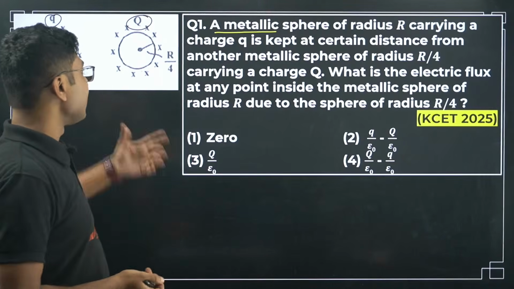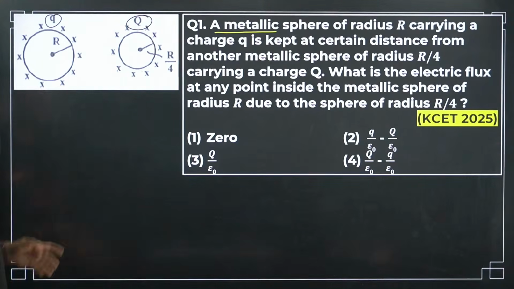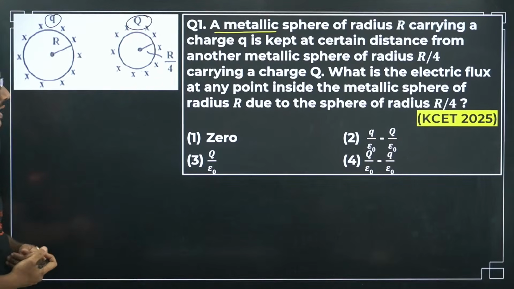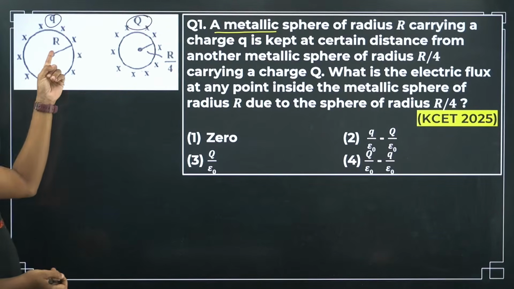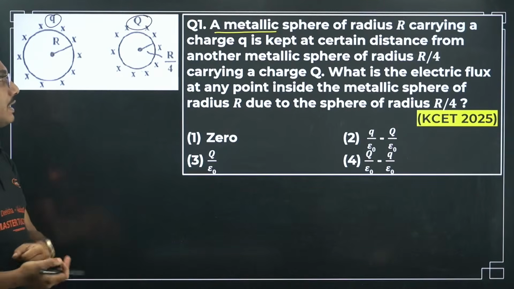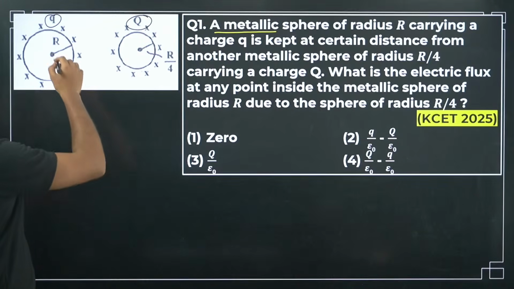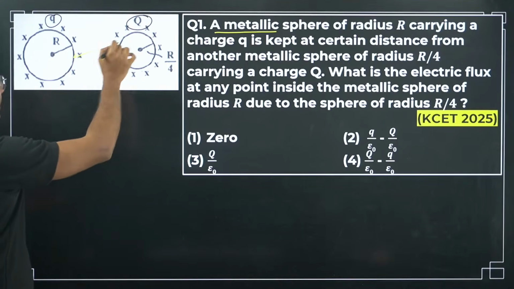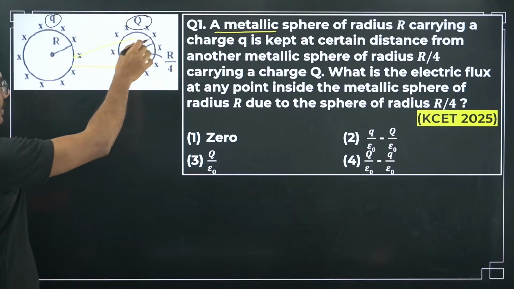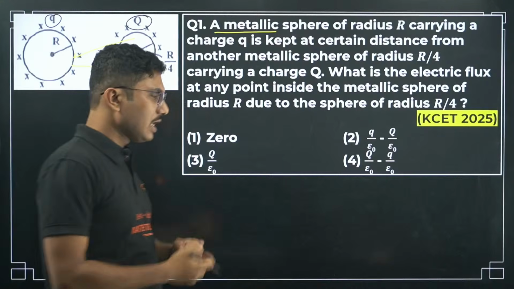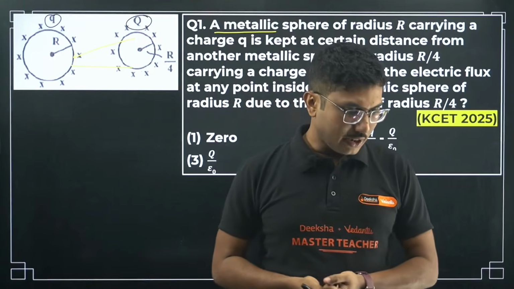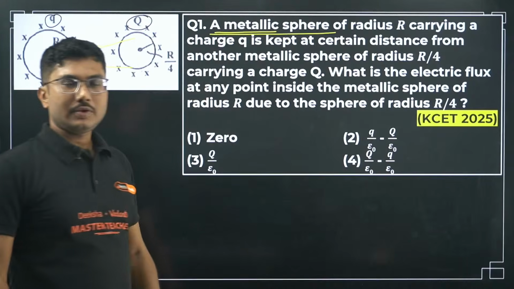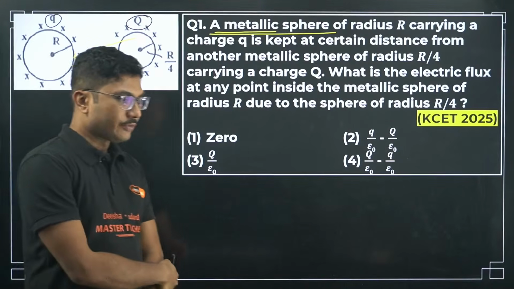So try to answer this question. The question is very simple. We have two spheres, one having charge small q, another having charge capital Q. The radius of this one is capital R, the radius of this one is R by 4. What is the electric flux that is coming out of this sphere and going into the smaller sphere? That is our question. The hint is that this is a metallic sphere. If you know that, then you can answer it.